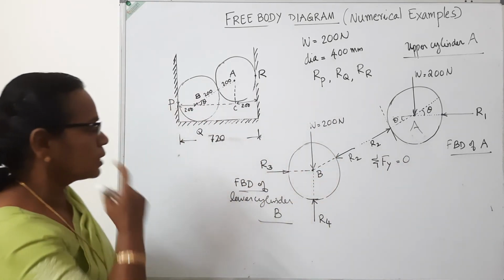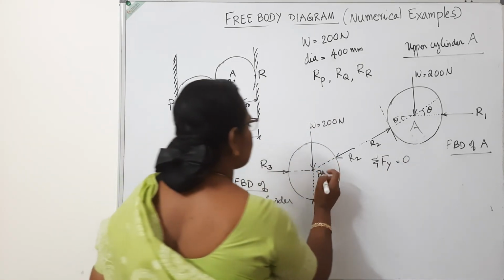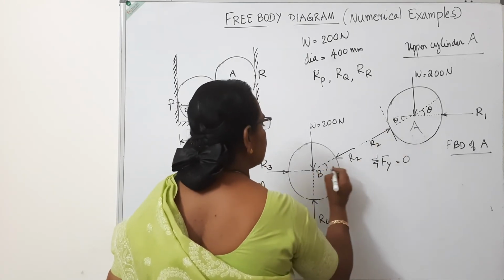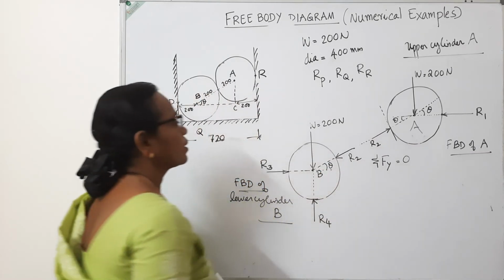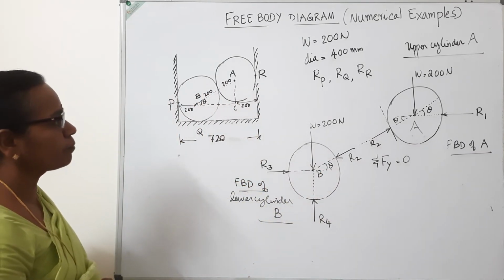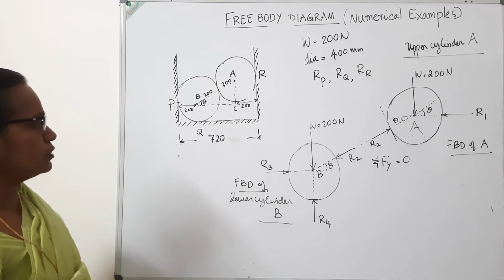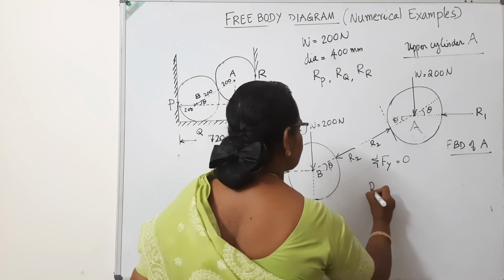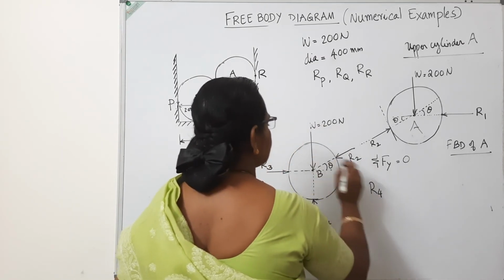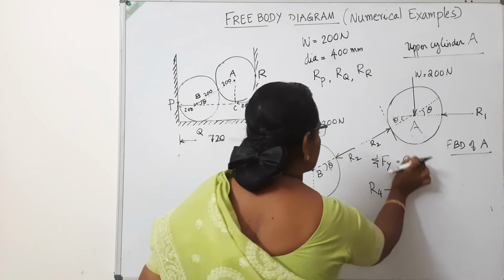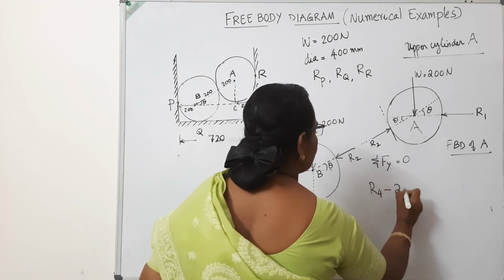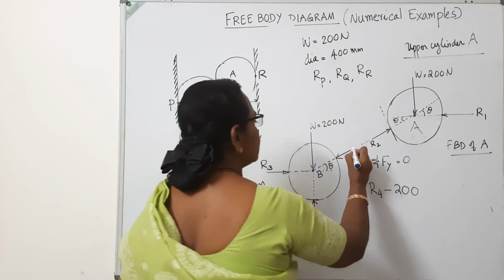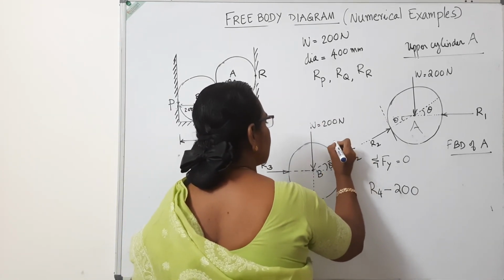All the vertical forces, the angle which R2 makes with horizontal is known to us already. R2 makes an angle theta with the horizontal. Sigma Fy is equal to 0. So what are the vertical forces? R4 minus W. W, I will mark it as 200. R4 minus 200. What about this? This is an inclined force. It has to be resolved into two components. What are the components?